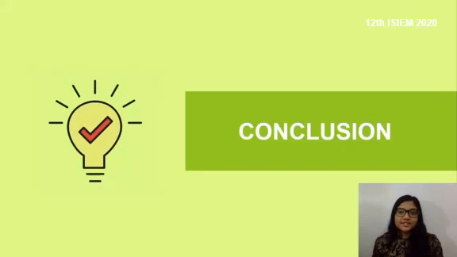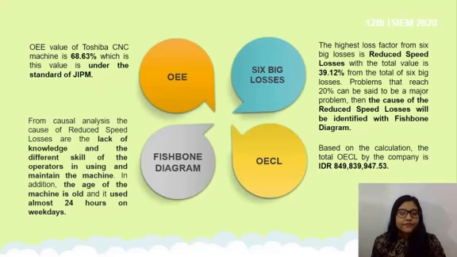Okay, the last one is the conclusions. From this research, we can conclude that the OEE of the Toshiba CNC machine is 68.63%, which is under the standard of JIPM. Next, for the 6 big losses, the highest loss factor is reduced speed loss, with a total value of 39.12% of the total 6 big losses.